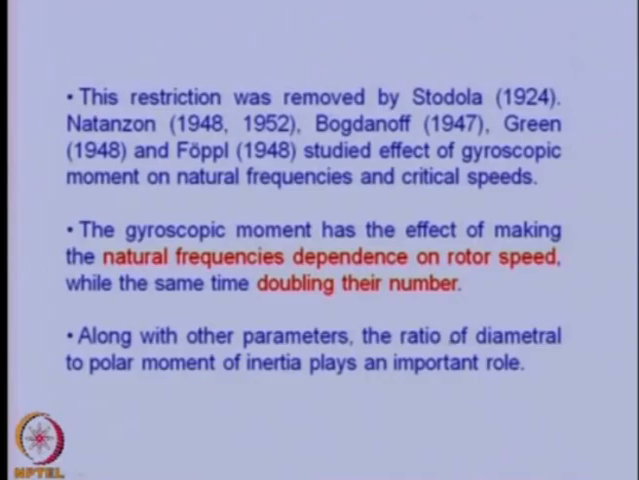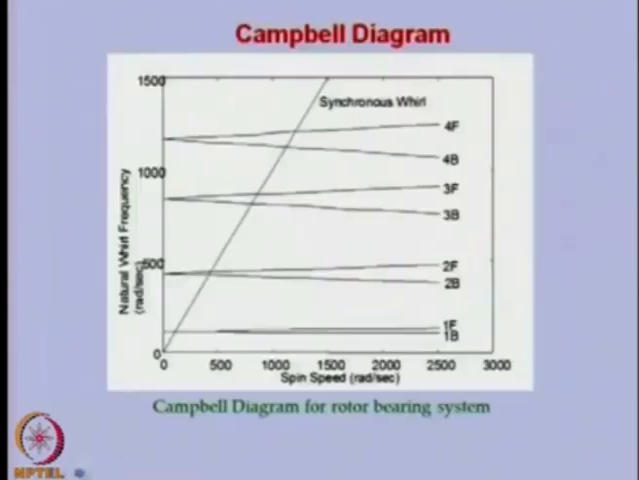Along with other parameters, the ratio of diameter to polar moment of inertia plays an important role in this gyroscopic effect. There is a famous diagram in rotor dynamics called the Campbell diagram. In this diagram the horizontal axis is the spin speed of the shaft, the vertical axis is the natural whirling frequency, and at zero speed you can see the first natural frequency, second natural frequency, third, fourth. Several natural frequencies are there, and in this particular case the gyroscopic couple has been considered.